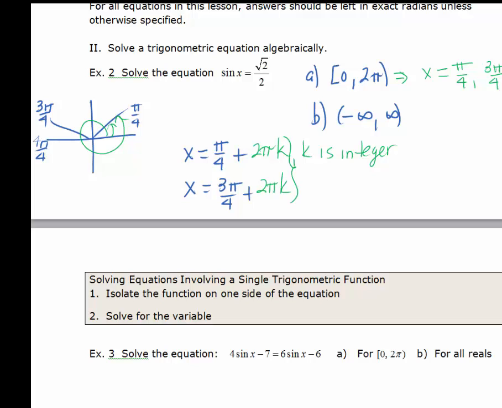So for part A, for all the solutions from 0 to 2 pi, we get 2 solutions. To get all real solutions over the real numbers, in other words from negative infinity to infinity, my 2 solutions are x equals pi over 4 plus 2 pi k and 3 pi over 4 plus 2 pi k. In some questions you're going to be asked to give the solutions from 0 to 2 pi, and in other questions you'll be asked to give all real solutions. In some you'll be asked to give both.